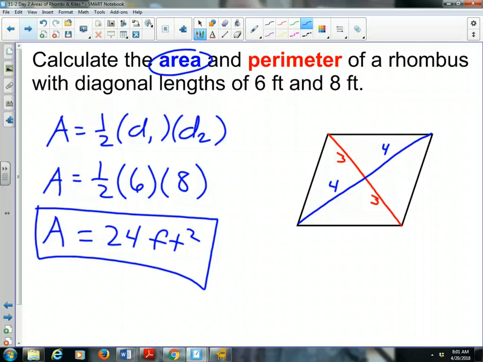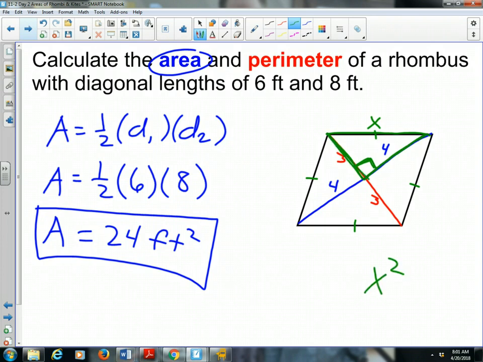Now the perimeter is the distance around a polygon, right? So I would need to find this distance, and then all four of these sides are congruent. So if I find one of those sides, I find all of those sides or segments. So again, what angle is right here? 90, right? The diagonals are perpendicular. So now I can do the Pythagorean theorem on this green triangle.